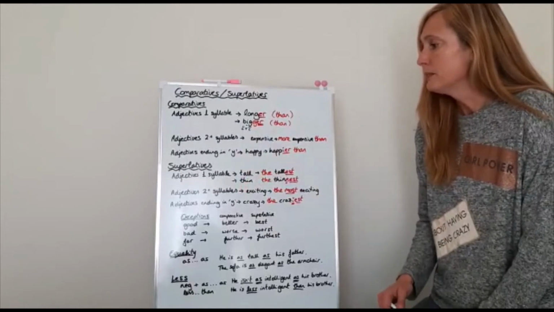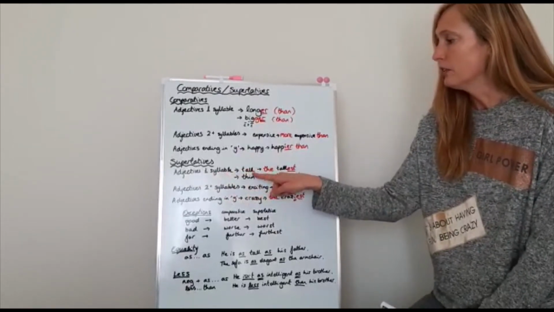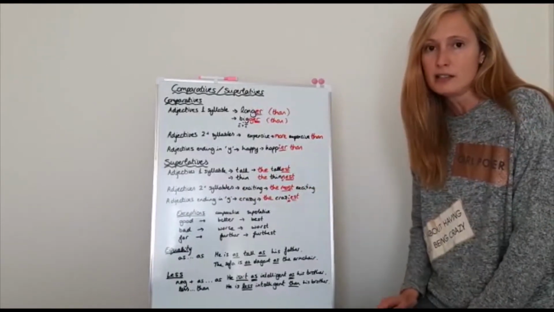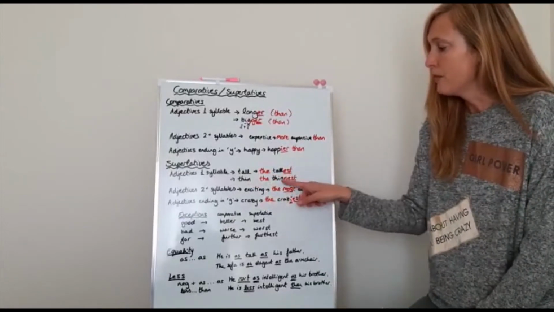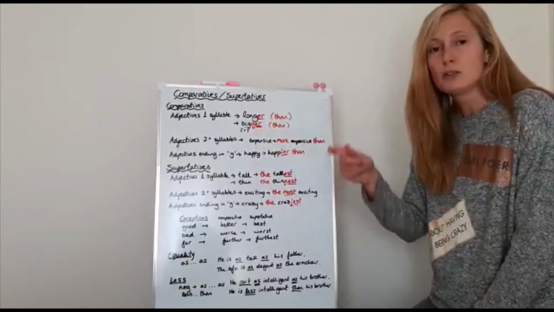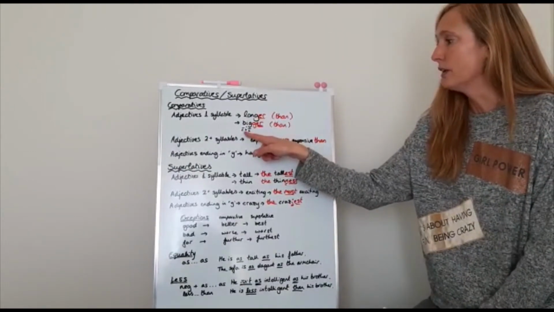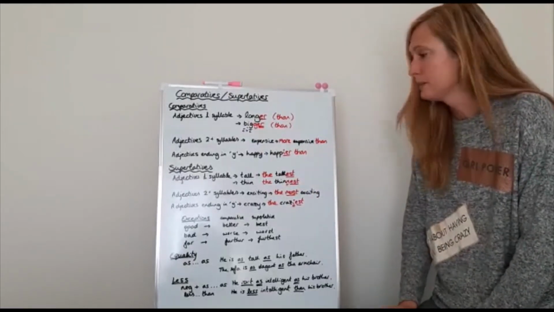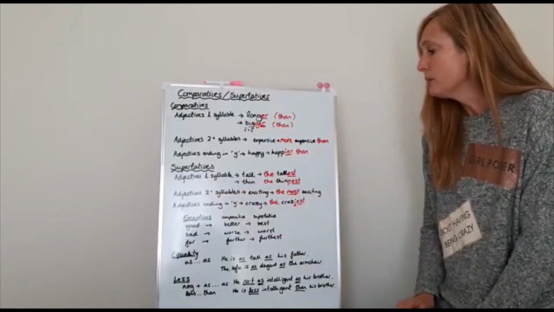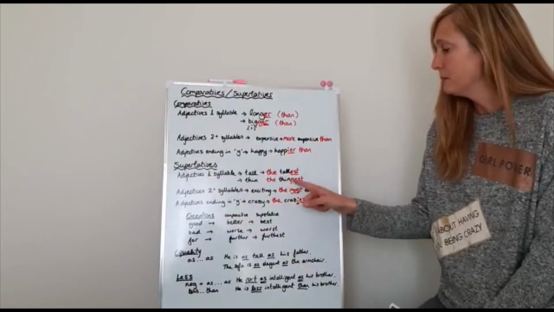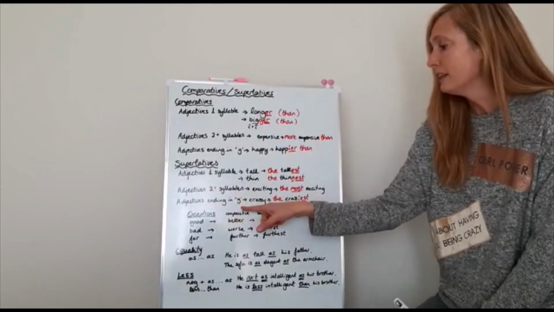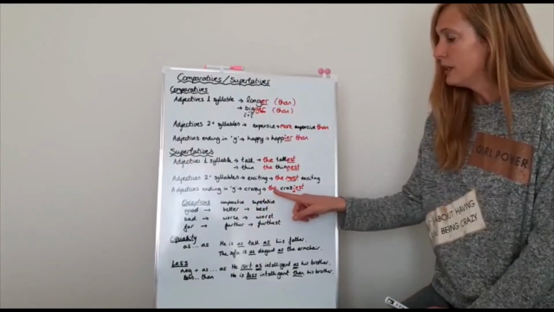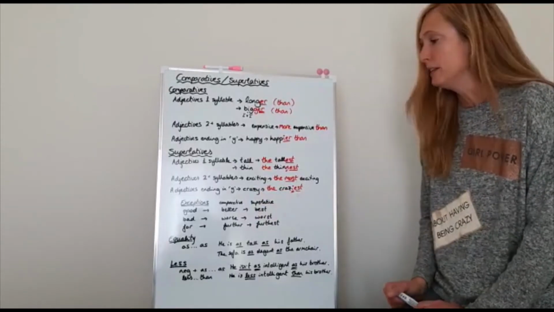Superlatives take a similar form, but this time adjectives with one syllable, for example, tall, would become the tallest. So we'd add the and est to the adjective. Thin would become thinnest, and again, because it's a short adjective which ends in consonant, vowel, consonant, we would double the final consonant and it would become thinnest with two N's. Adjectives of more than two syllables, for example, exciting, would become the most exciting, and adjectives ending in y, for example, crazy, would become the craziest. We would change the y to the i and add est.